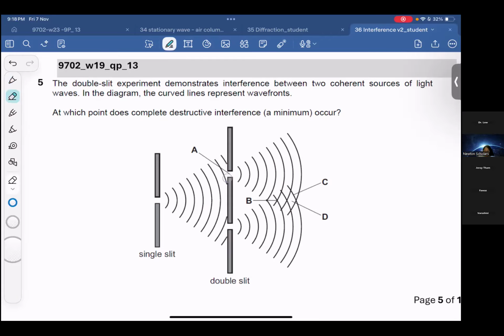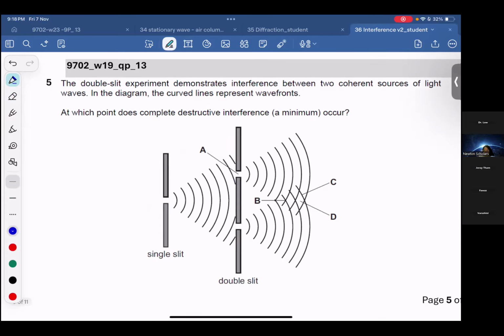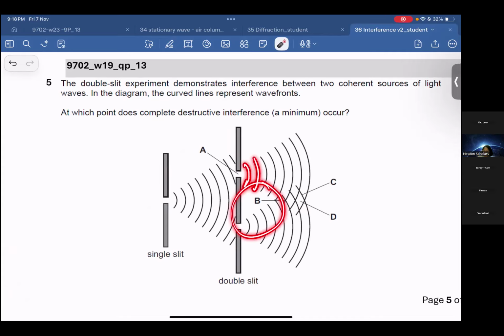A is the gap. At A, interference didn't happen. Interference is when two waves overlap. So, boys and girls, you see here the waves have just come out and haven't overlapped yet. Overlap is somewhere here. Two waves overlap. So your answer is impossible to be A.